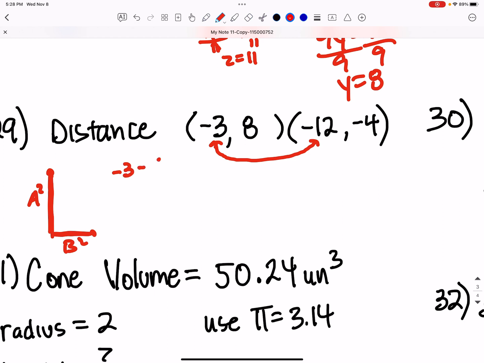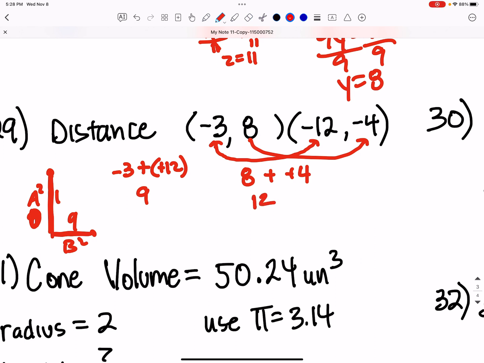-3 minus -12. It's minus a negative, which means it actually becomes a positive. 2 negatives make a positive. So -3 versus 12 is 9. So this side over here, they're 9 apart sideways. How far are they apart up and down? 8 and -4. 8 minus -4. 2 negatives make a positive. 8 plus 4 is 12. They're 12 apart up and down.